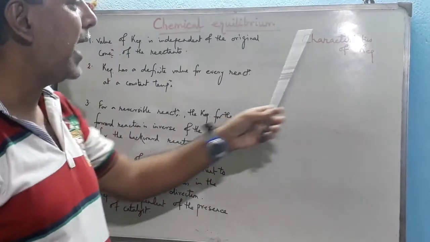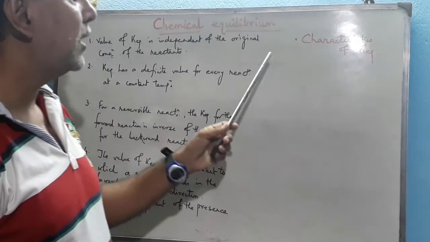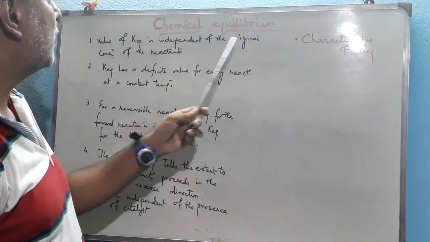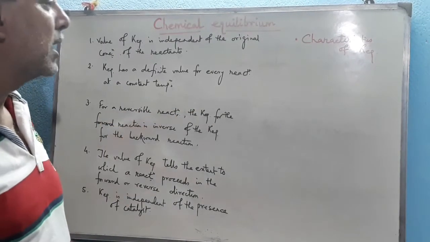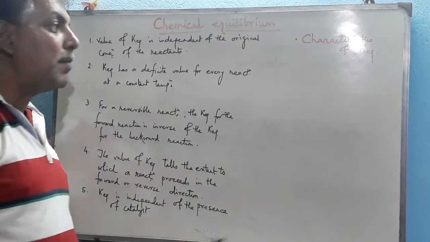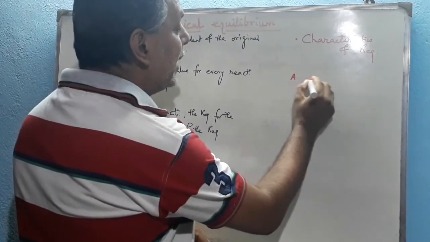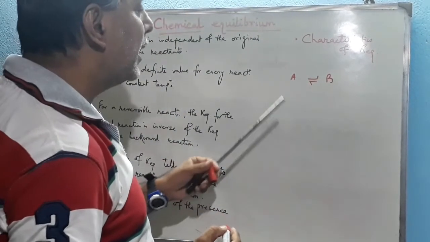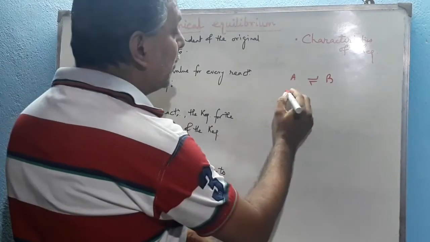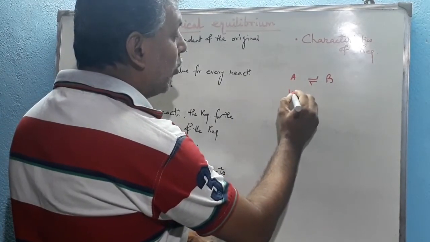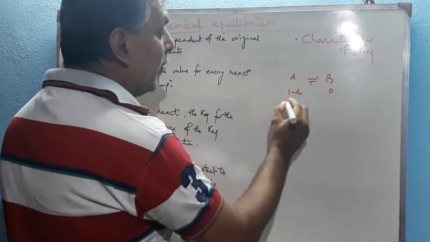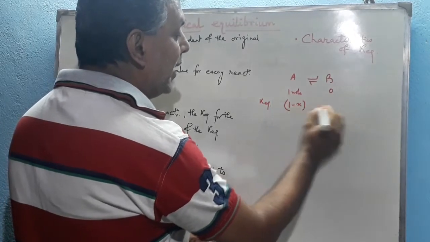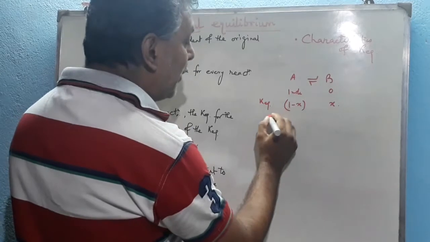Now I am discussing the characteristics of K equilibrium, that is, the equilibrium constant. The first characteristic is that the value of K equilibrium is independent of the original concentration of the reactants. Original means initial concentration. Whatever the initial concentration, suppose A reversible B is a reversible reaction in a closed container that maintains an equilibrium, and suppose we started with 1 mole of A and 0 mole of B. After a certain time, when it reaches equilibrium, it becomes 1 minus x mole of A and x mole of B.